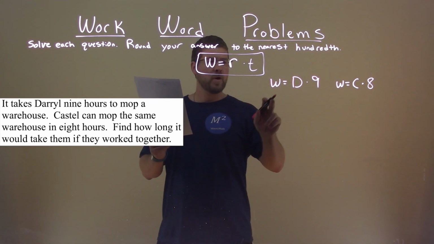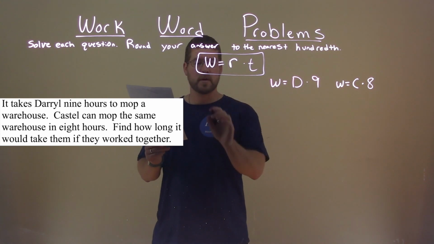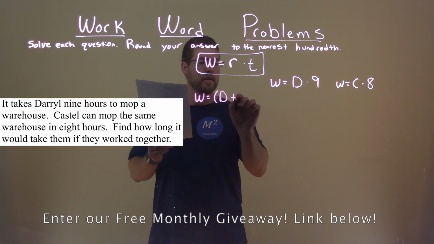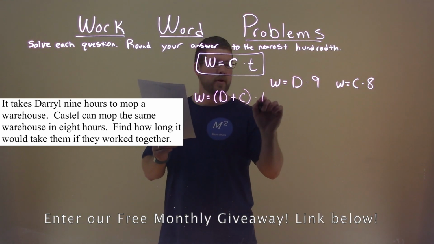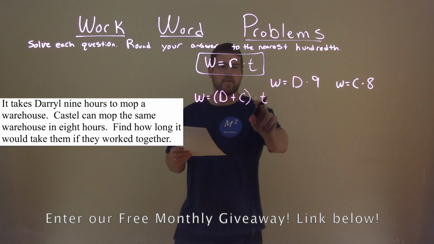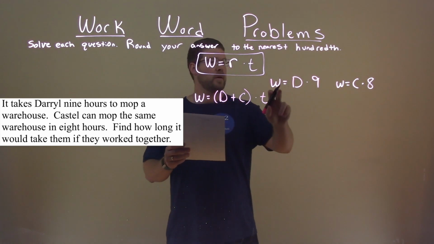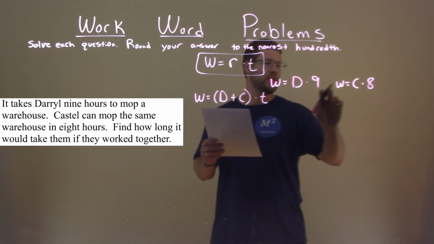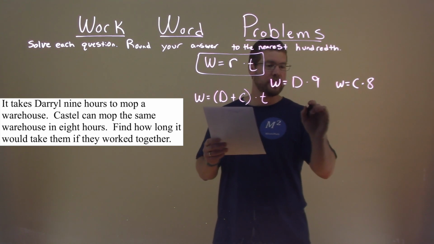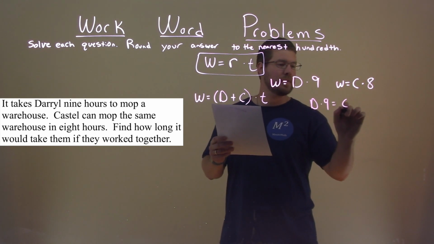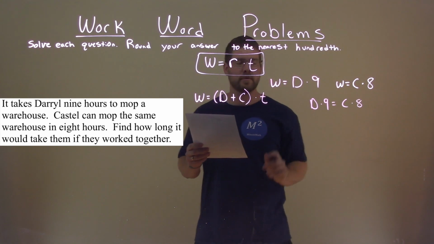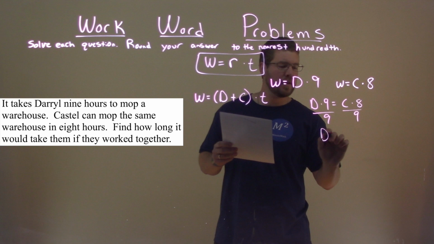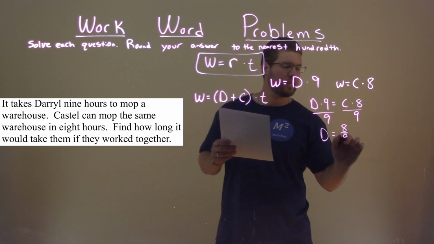So, what they're asking us here is how long if they work together. So the same job of mopping the warehouse, we take Daryl's rate plus Castle's rate, and then we multiply that by time. And we want to find what that time is. All right, so for the work here, we want to set Daryl's work equal to Castle's work. D times 9 equals C times 8, because they're both equal to W. Solving for D, we divide both sides by 9, and we're left with D equals, and reorder this, 8/9 times C.